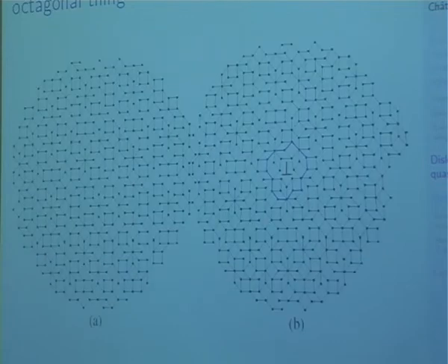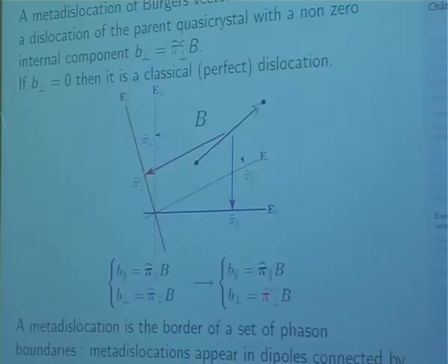This is a perfect dislocation in the octagonal tiling. You see the dislocation is here. You can make a Burger vector, a Burger circuit directly on it, just by counting here along. You will see it's open.